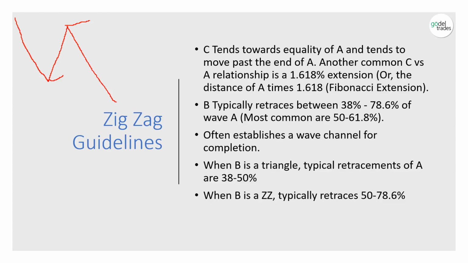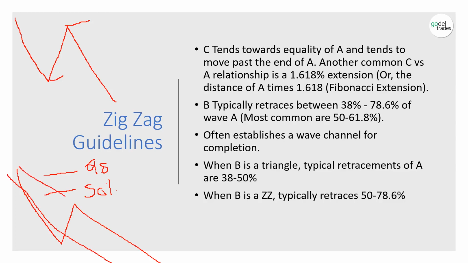All right, so your B wave is typically a 38.2 to 78.6% retracement of A. Most common are a 50 to 61.8. So if you get five waves down of A, for your B wave you're looking for a 50 to 61.8% retracement before you get the C wave decline. Often it establishes a trend channel, so you can get a trend channel from A and B, project it down, and that usually gives you your C wave target.